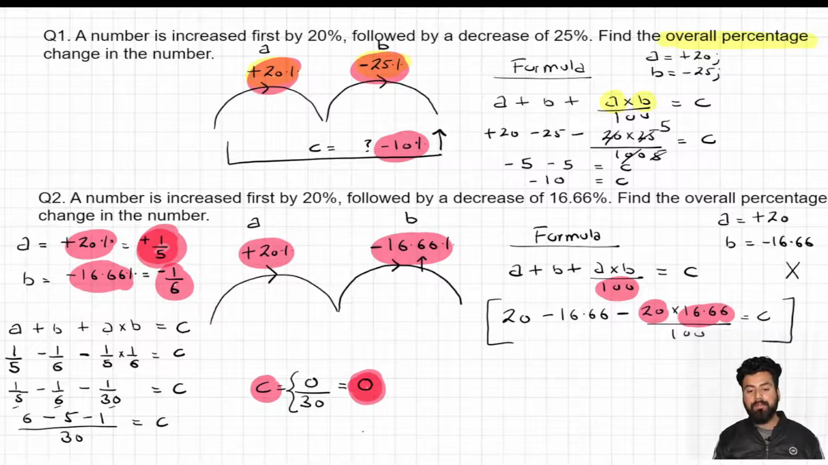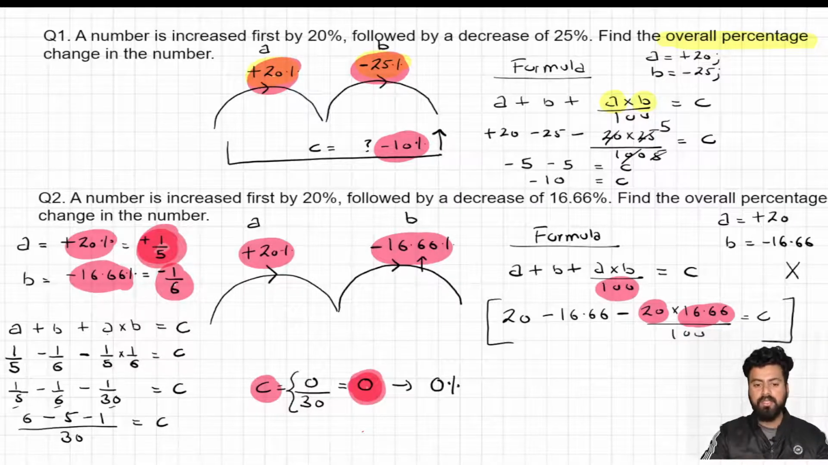Fractional value 0 represents which percentage? What is 0 in terms of percentage? It's going to be 0% only. So if I increase a number by 20% followed by a decrease of 16.66%, there is going to be no change in the number. The number will remain the same. That is what this answer is indicating.